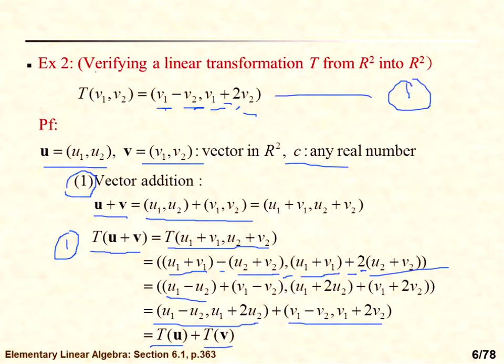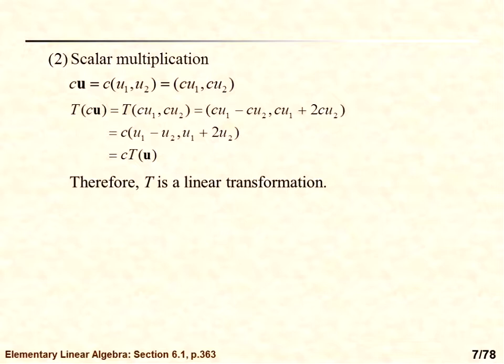So this is the first part of the linear transformation. Now we have to prove the second part. The second part is the constant term of the transformation, meaning that we have to show that, first of all, we assume cu is equal to (cu1, cu2). So the second part, we have to show that the transformation of cu is equal to c times the transformation of u. So we apply the transformation on both sides, left side and right side.